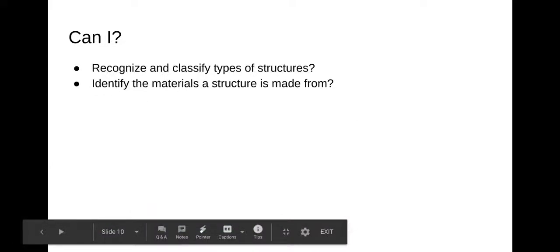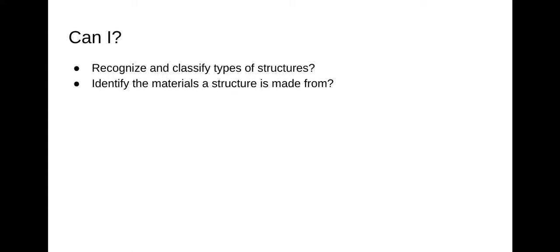So at the end of this, you should be able to recognize and classify the types of structures. So remembering a mass or a solid structure, frame, and a skeleton, or frame is like a skeleton, and a shell. And you should be able to identify some of the materials. So is it wood? Is it rock? Is it brick? And why maybe I picked that kind of structure.